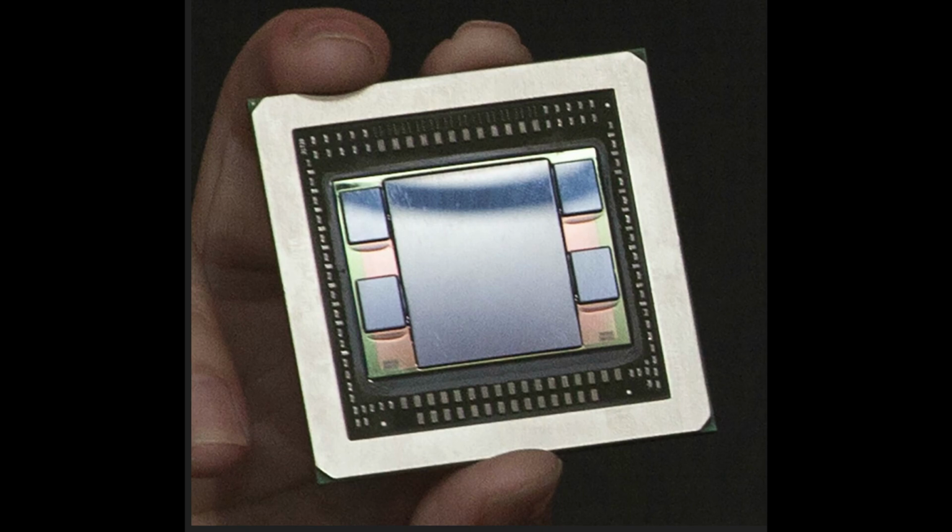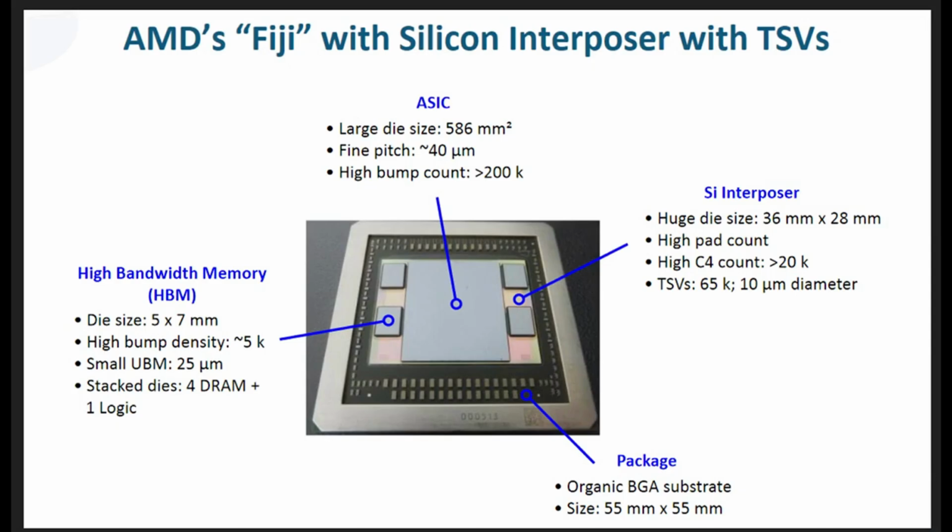What you're looking at here is AMD's Fury X. This is the Fiji die, a very large GPU, 4 stacks of HBM1, and this part here is a silicon interposer. And here we can see one annotated. Fiji was larger than 586 square millimeters. Fiji die was in fact 596 square millimeters. And the silicon interposer has a huge die size, as we can see, 36 millimeters by 28 millimeters. The interposer that AMD used for this was 1011 square millimeters.